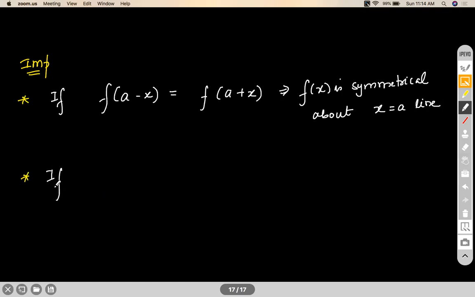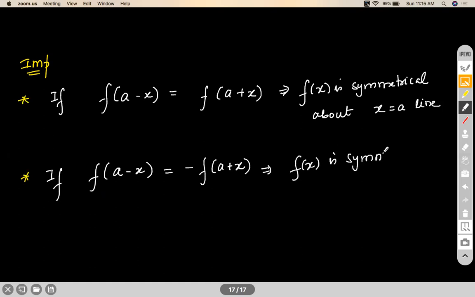And if your function f of a minus x is negative of f of a plus x, then the graph of this function is symmetrical about the point (a, 0). Even functions and odd functions are special cases of this.